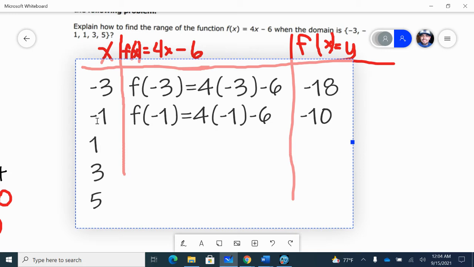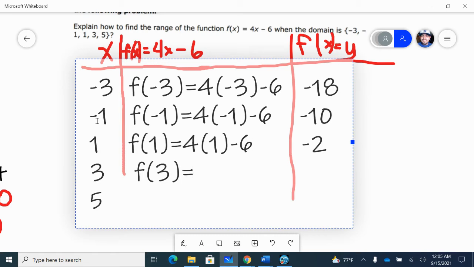Now continuing here, f of 1 equals 4 times 1 minus 6, which gave me a negative 2. And then here, f of 3 equals 4 times 3 minus 6, which gave me a positive 6. Or you can just put 6, right?